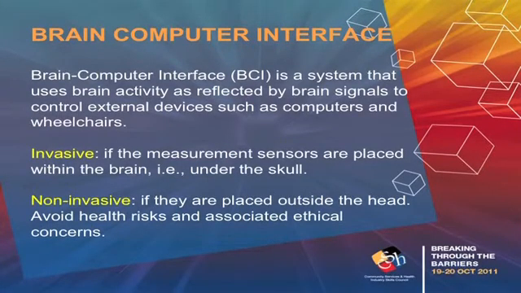That is a system that can use brain signal and translate that to some action, and then we use the action to control a device, for example, a wheelchair or computers. There are two kinds of brain-computer interface systems. The first one is the invasive BCI system. If we put the measurement sensors inside the brain, that means under the skull, we call that an invasive BCI system.